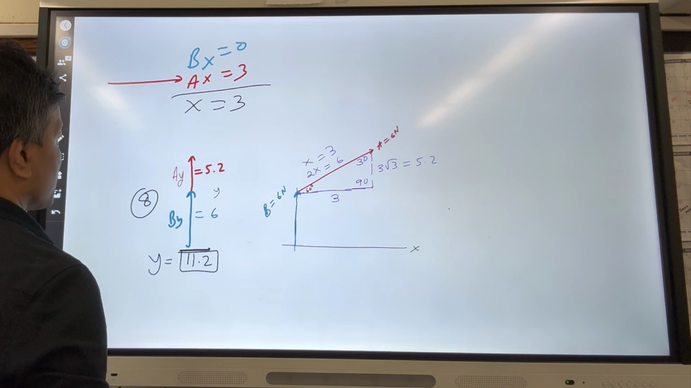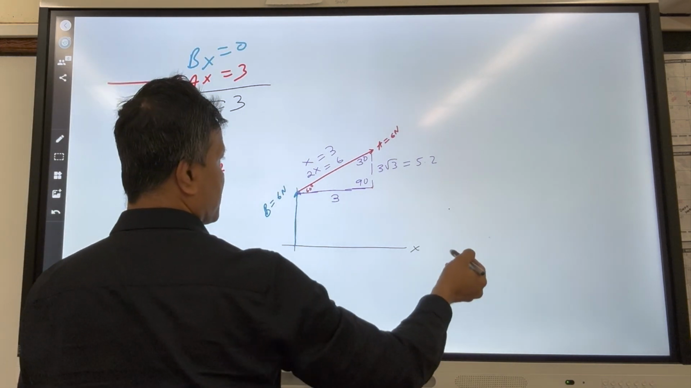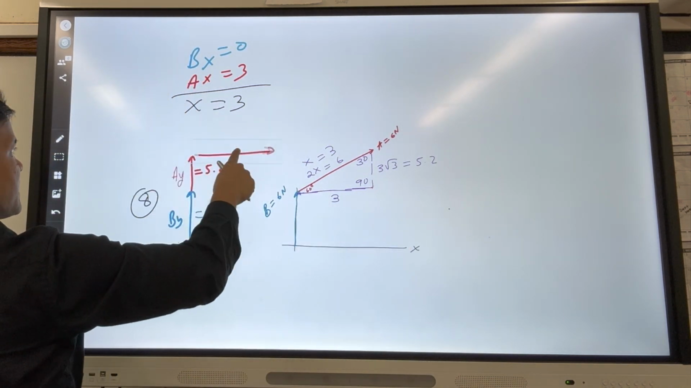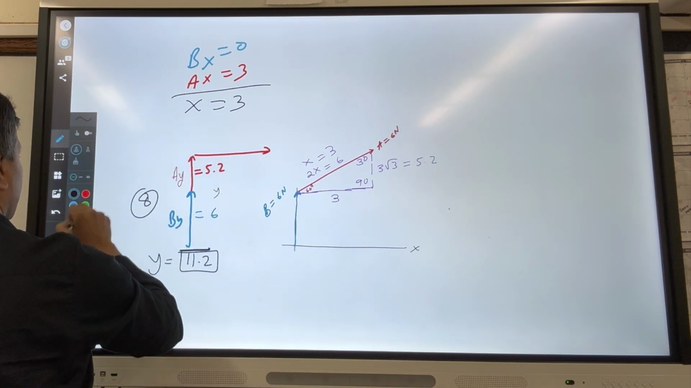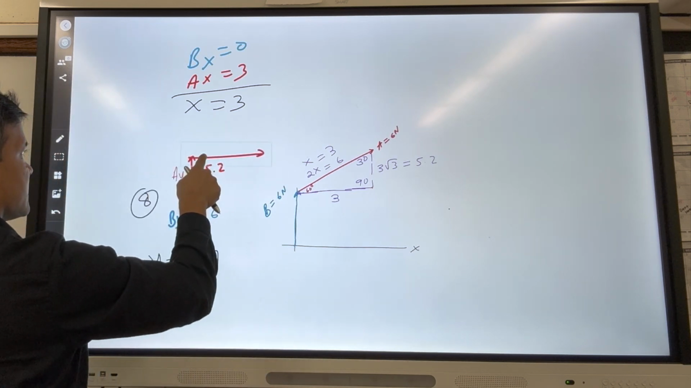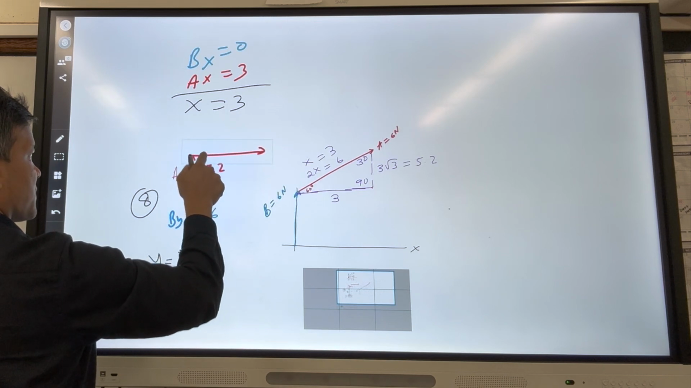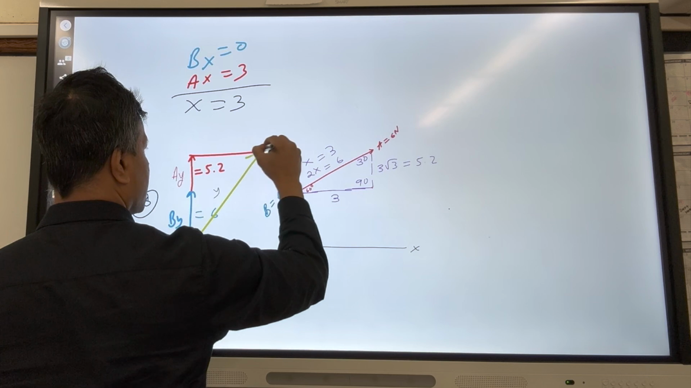All right. So y is 11.2. X is 3. So what do you get? Let's see. I'm gonna bring this one over here. Okay, and this is what you get, the resultant. Let's see. I'm gonna try with yellow. This is head, and this is head, and this one is tail. So I'm gonna put it over here, and this is the resultant.